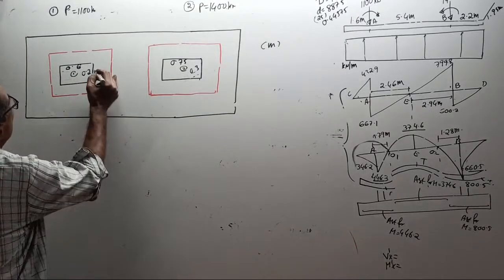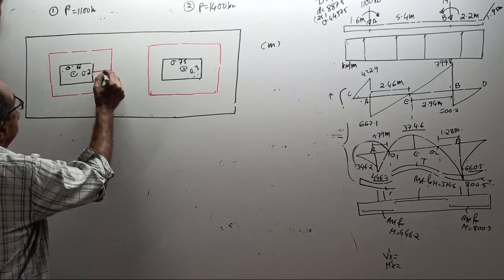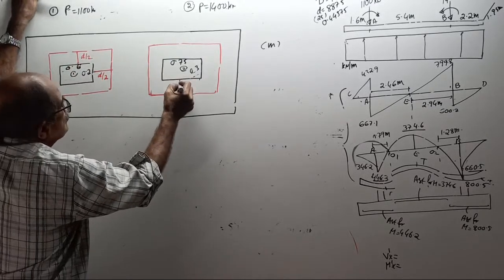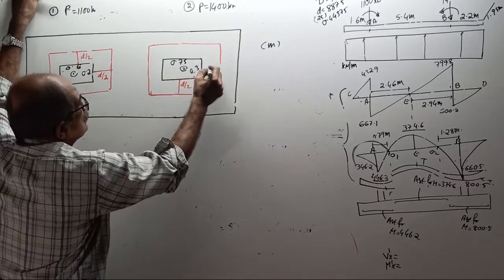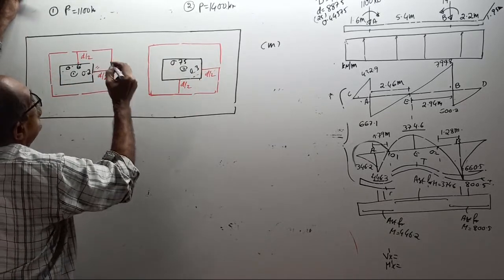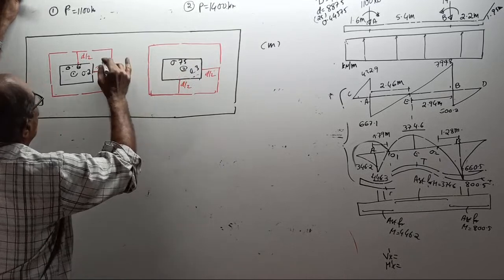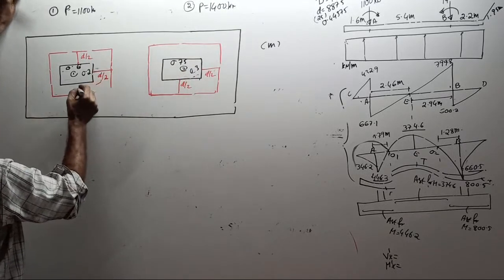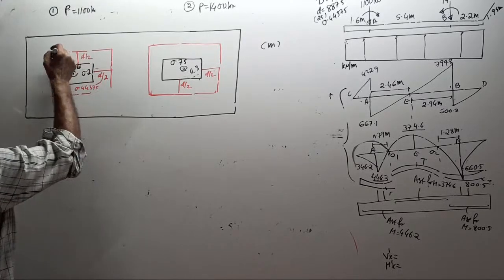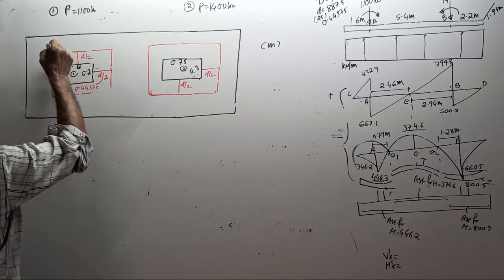See, this is d by 2. This also d by 2. This also d by 2. No space right here. D by 2. In one place I will write d by 2 equal to 0.44. I write here now, d by 2 equal to 0.44375.